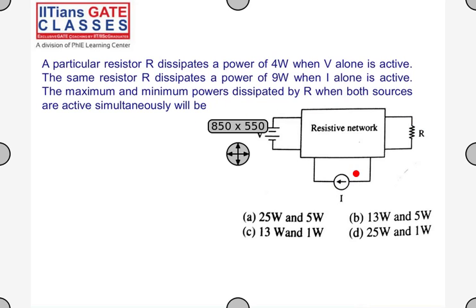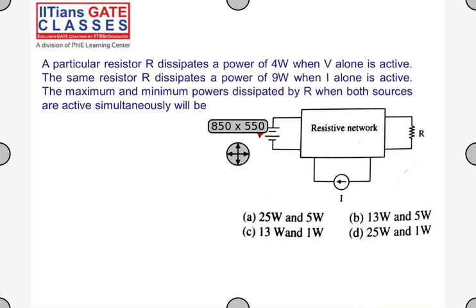So why will you get two conditions, maximum and minimum, when both are acting? Anyone? This is again a case of the superposition theorem. Clearly, I have two sources. Considering each source, I am getting some power here. If both are acting, I'm getting two powers, because I don't know the nature of this resistive network. I don't know the direction of current with this source and this source, right? If both the sources are aiding, I'll get one output, and if both the sources are opposing each other, I'll get the other output. You understood why there are maximum and minimum powers? Maximum when both are aiding, minimum when both are opposing.